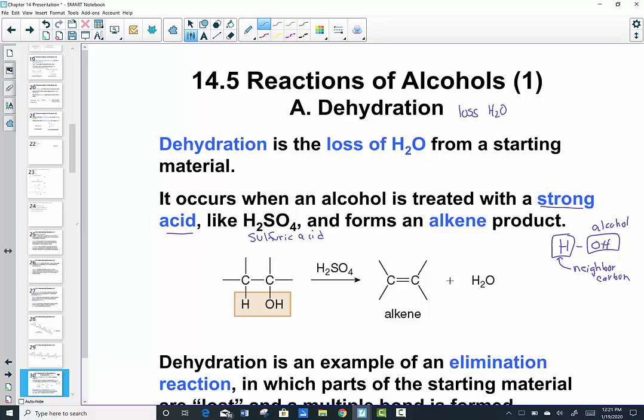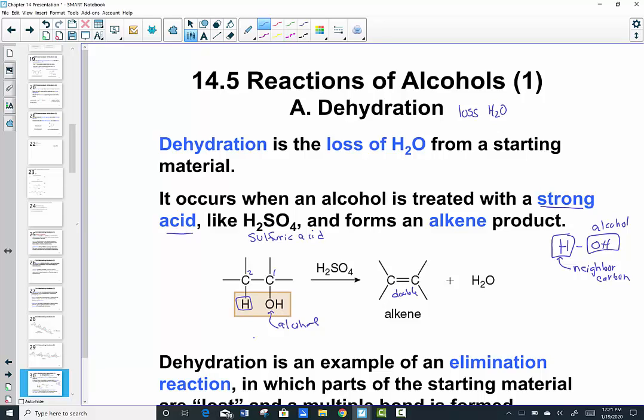So for example, the first carbon is attached to a hydroxyl group. That's our functional group called the alcohol. The second carbon is an adjacent carbon, and we're looking at one of the hydrogens attached to that adjacent carbon. When we take off an H in OH, these bonds collapse and we form a double bond between the two carbons.